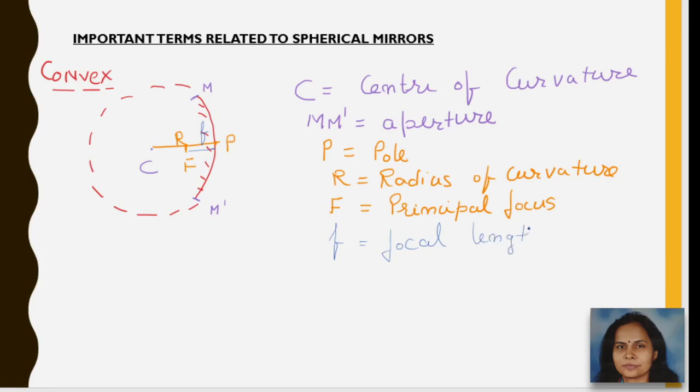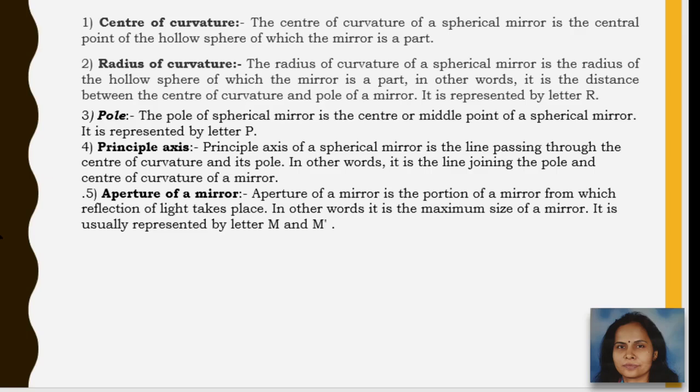Now the relation between focal length and the radius of curvature holds here also. So simply we can say 2f is equal to the radius of curvature, right? These are the important terms related to spherical mirrors. Now these are the definitions for these terms. Center of curvature is the center of the hollow sphere of which the spherical mirror is a part. Radius of curvature is the radius of the hollow sphere of which the spherical mirror is a part. Pole, we know, is the center of the reflecting surface.